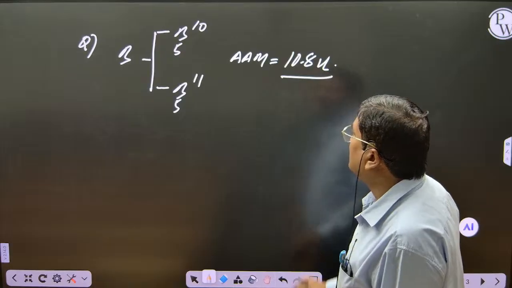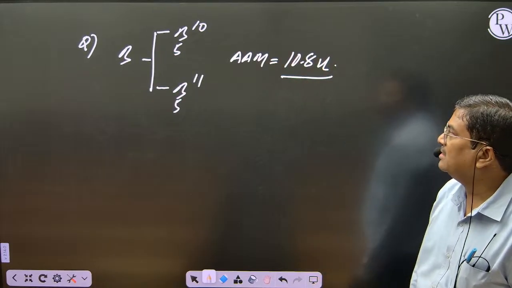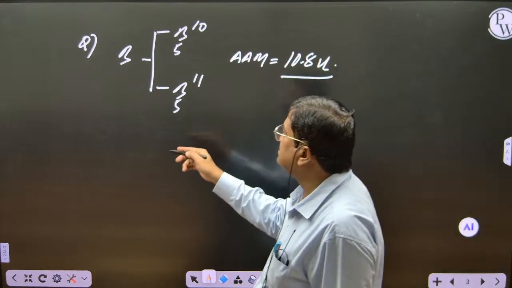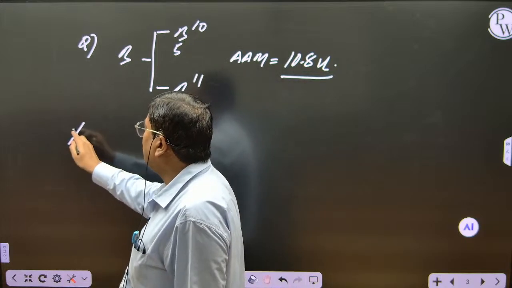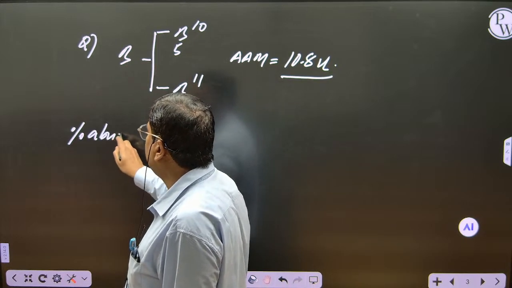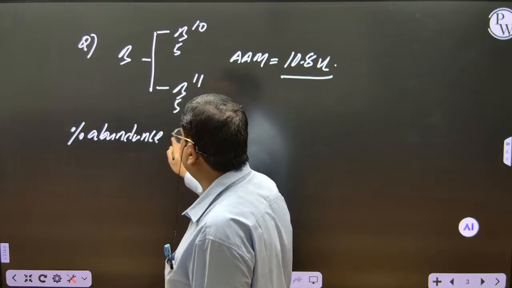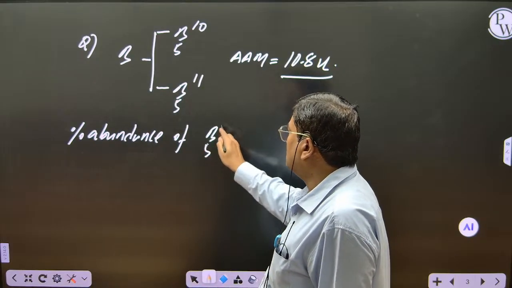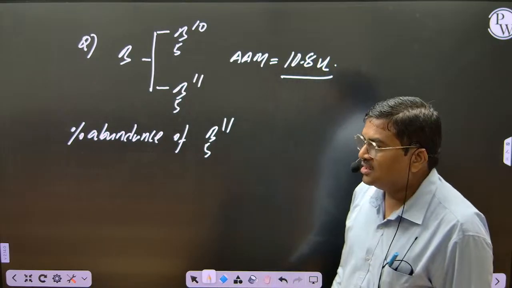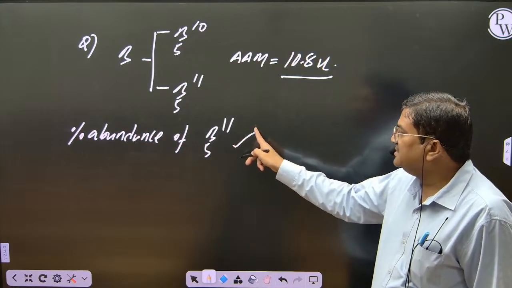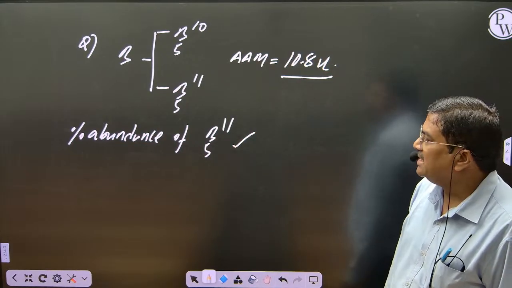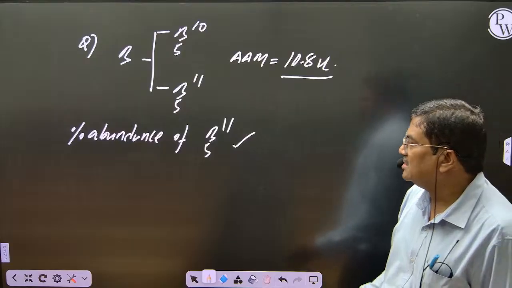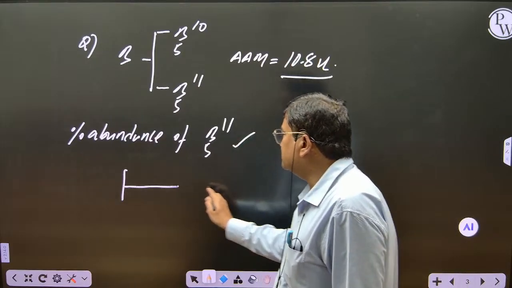So what is the average atomic mass? 10.8 U given. And I want the percentage abundance of B-11. Find the percentage abundance of B-11. Now see students, yesterday in order to find the percentage abundance, we didn't know it, no? So we assumed that as x, or one shortcut is there. What you do, draw two extremes.